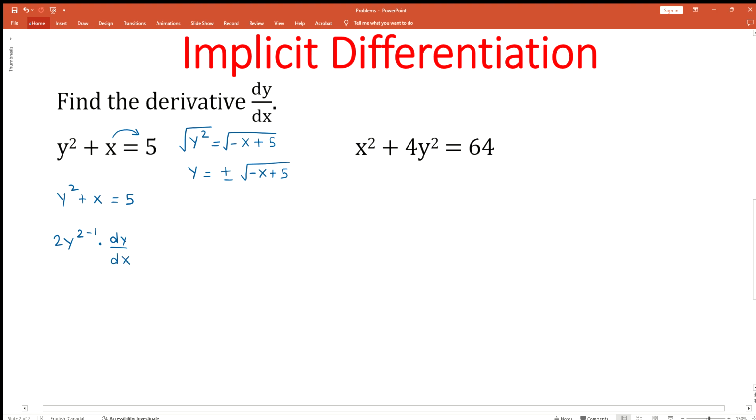This is the derivative of the first term, y squared. The derivative of x with respect to x is 1. 5 is a constant, so its derivative is equal to 0. We have to isolate dy over dx in this equation. The first step is to move 1 to the right side of the equation. We should subtract 1 from both sides.